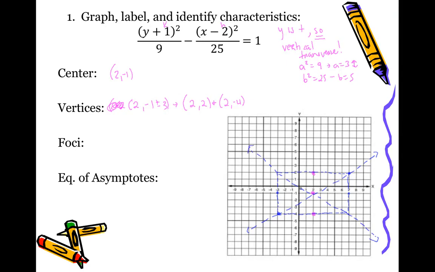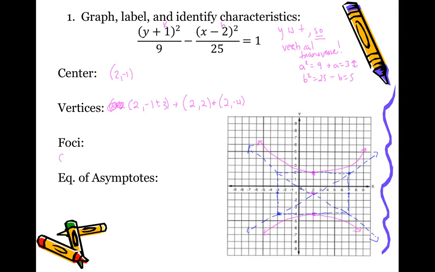And then I'm going to draw, I want to get that purple back, or that magenta back, from my vertices, and it approaches the asymptotes. Whoa, that looks interesting. Just like rational functions. Okay.